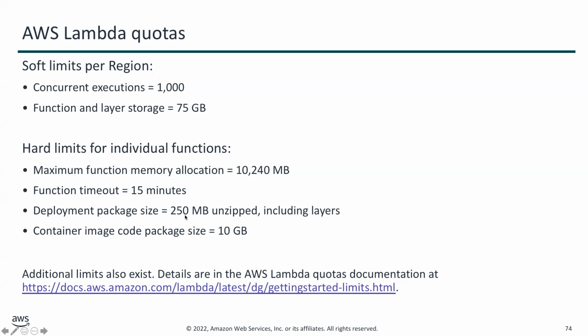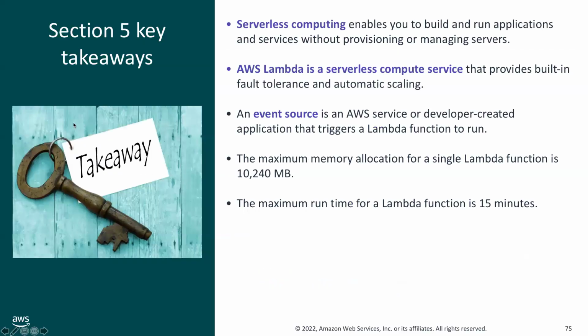The deployment package size is 250 MB unzipped, including layers. The container image code package size is limited to 10 gigabytes. Now, this could have been updated, so it's always good to go to this link and check the exact figures for these limits for Lambda.